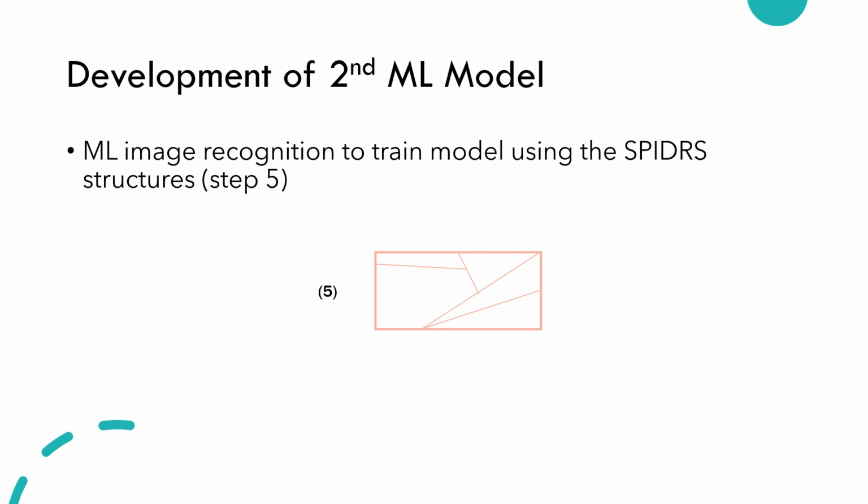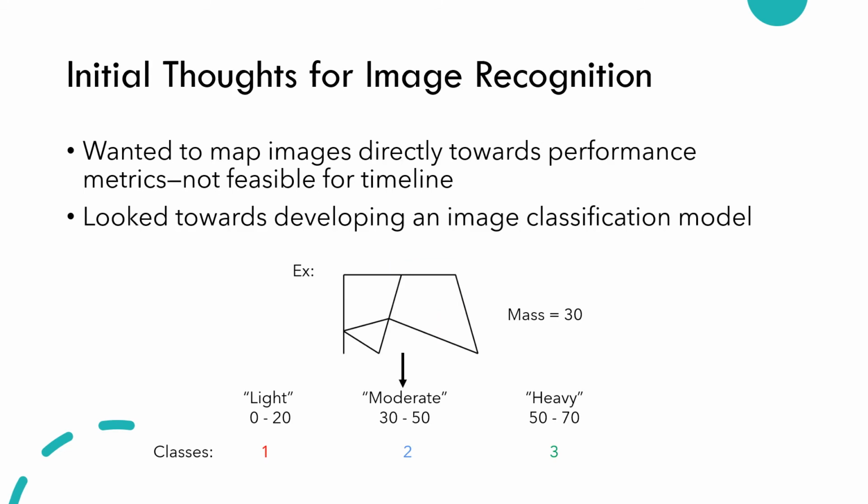After successfully developing a model using the L system string as input, the next step I decided to take was designing a machine learning model to recognize images of the spider's graphs from step 5 and ideally map directly to the performance metrics. Initially, I attempted to create a model that identified images of the spider's graphs and mapped them directly to a stiffness or mass value, basically like the L system string model, but instead of the L system string as input, the images would be used as input.